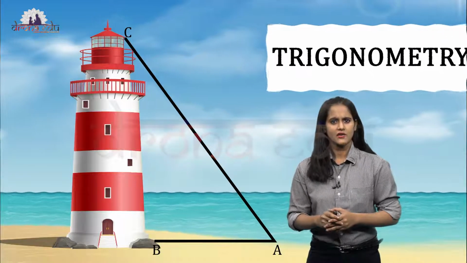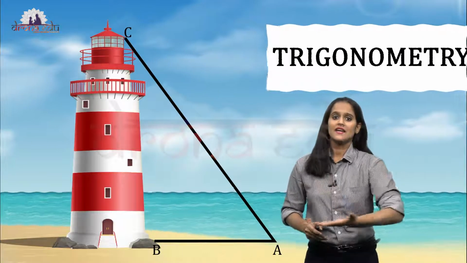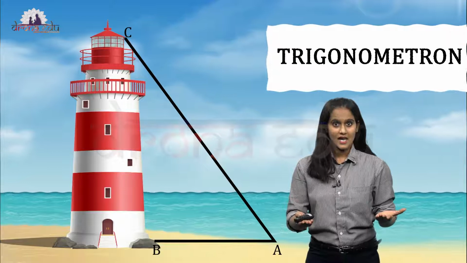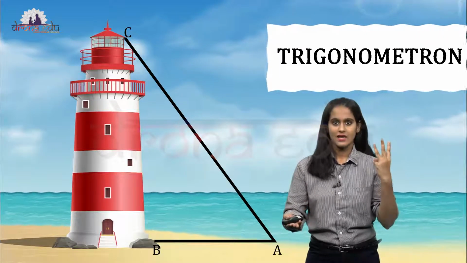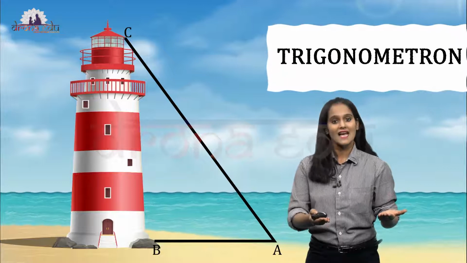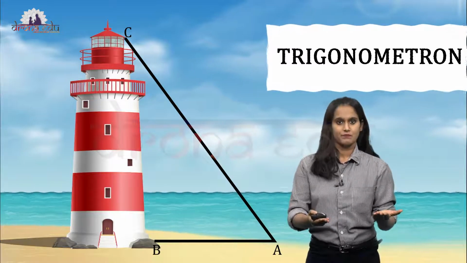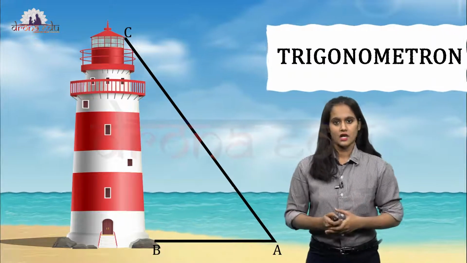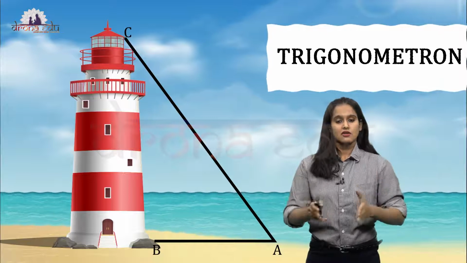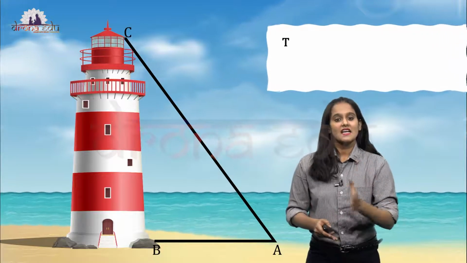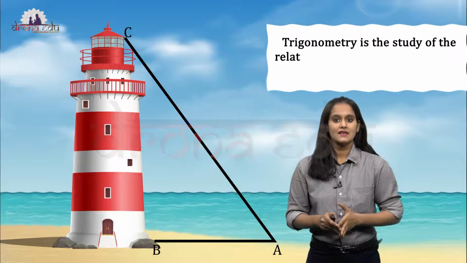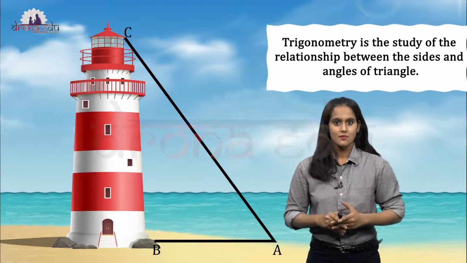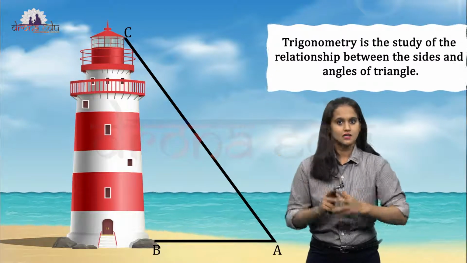But what is this trigonometry? This trigonometry is derived from the Greek word trigonometron, where tri is nothing but three, gon is nothing but sides, metron means measure. So this is a small definition for trigonometry. But actually, trigonometry is the study of the relation between the sides and angles of a triangle. With this help, we can find the height of this tower.